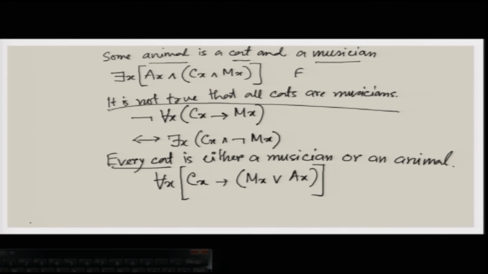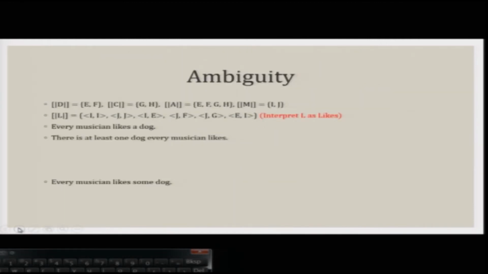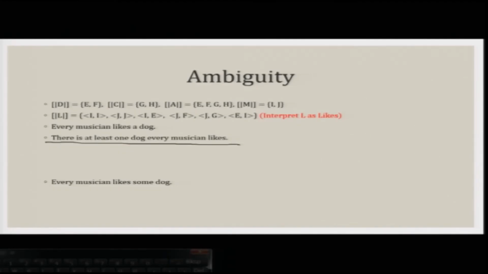Now, this is not all, because translations can sometimes be very complicated. For example, consider this sentence: every musician likes a dog. What does it mean? As a naive person, I may say it means that every musician likes a dog. But actually, this sentence has two meanings. One meaning is that there is at least one dog every musician likes. So, it is about a set of dogs every musician likes.